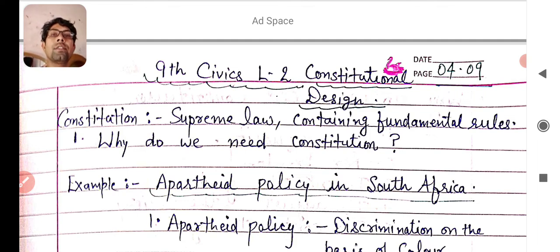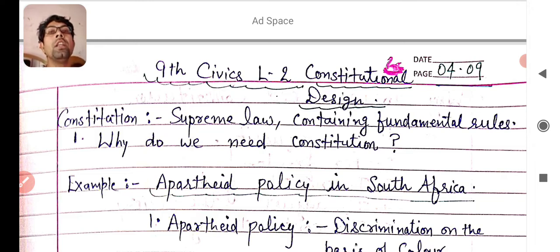Now, as the lesson shows, constitutional design. Whose constitutional design are we going to learn in lesson number 2 of civics? We are going to learn about Indian constitutional design, how the Indian constitution was prepared.